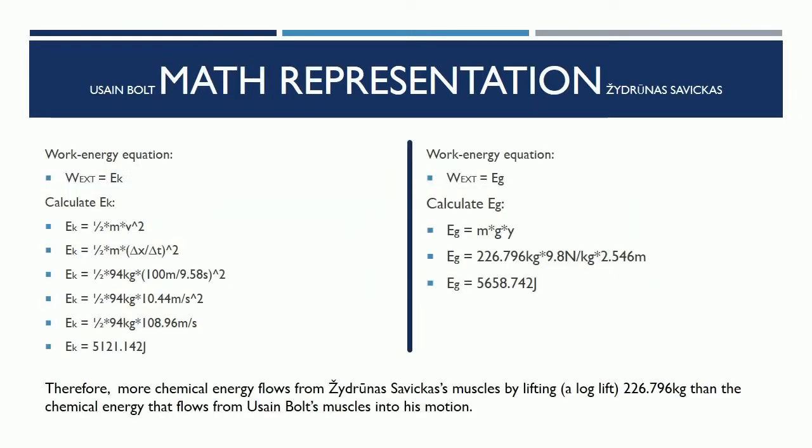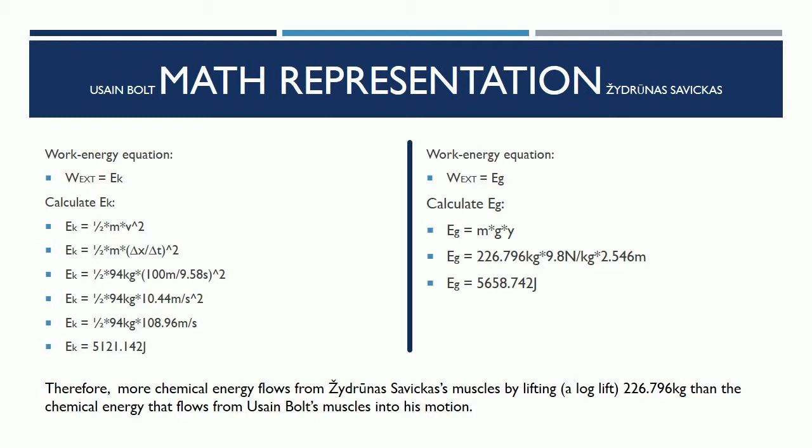Math representation. Work energy equation. External work equals the kinetic energy. Calculate the kinetic energy. Kinetic energy equals 1/2 times the mass multiplied by the velocity squared. Equals 1/2 multiplied by the mass times the displacement divided by the change in time, all squared.